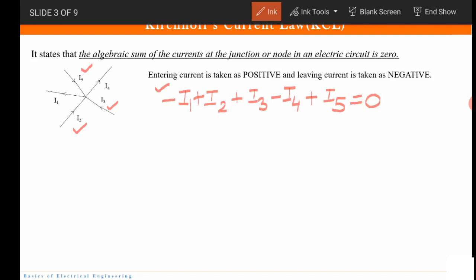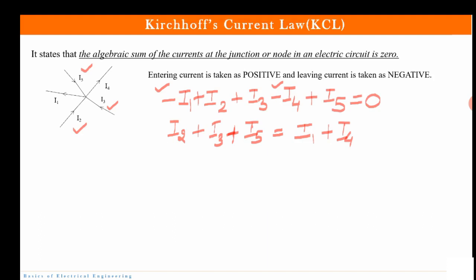Now if you take these two negative terms to the right hand side, your circuit current equation becomes I2 plus I3 plus I5 equal to I1 plus I4. So this is how we apply Kirchhoff's current law. There is another way of stating this law: the algebraic sum of the leaving currents is equal to the algebraic sum of the entering currents. Even we can define the law like this also. Now I hope this is okay for you.